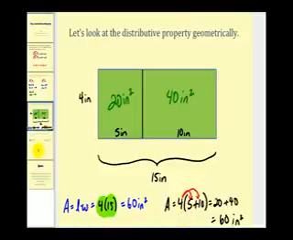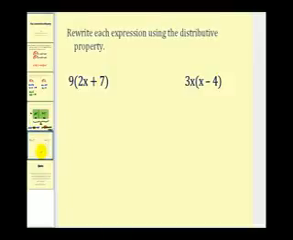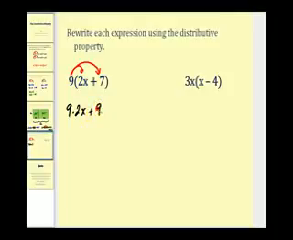Let's go and take a look at two more examples. Here we want to rewrite these expressions using the distributive property. So in this first example, we'll distribute the 9, meaning we'll multiply 9 and 2x and also multiply 9 and 7. So we'll have 9 times 2x plus 9 times 7. We'll go ahead and simplify this. 9 times 2x would be 18x, and 9 times 7 would be 63.